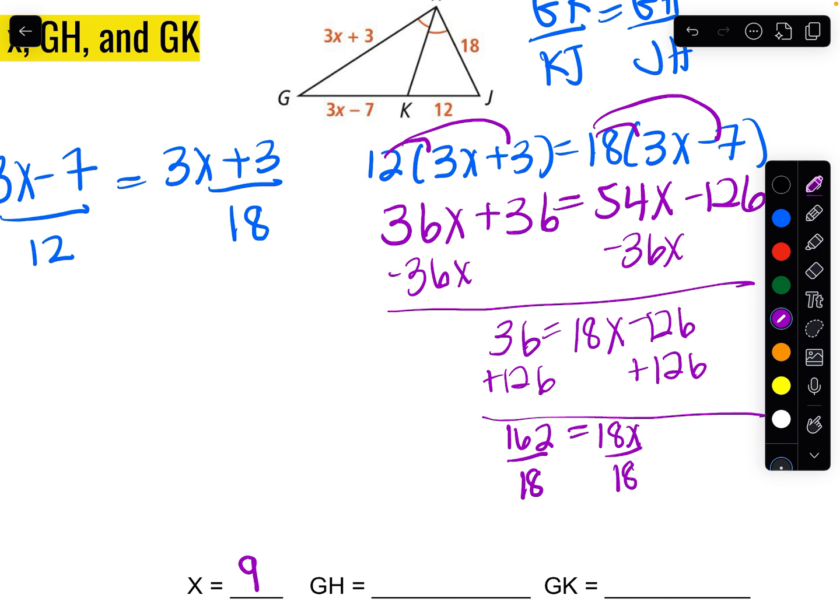GH then would be 3 times 9, because it's 3x plus 3, so 3 times 9 plus 3, which is 30. And GK would be 3 times 9 minus 7, which is 20.